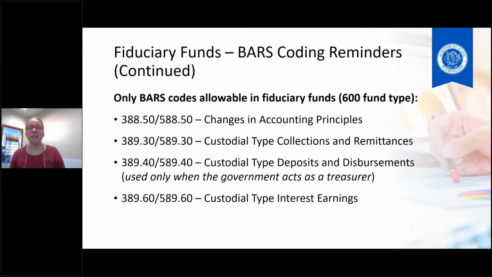Our last one is the 38960 and the 58960, which is custodial type interest earnings. This is very specific to our fiduciary funds. Please do not search the BARS manual for interest and use the standard interest earning code. That does not work in our fiduciary funds because that interest has to be accounted for other entities. So use the 38960 or the 58960.